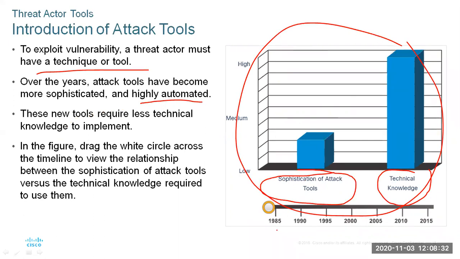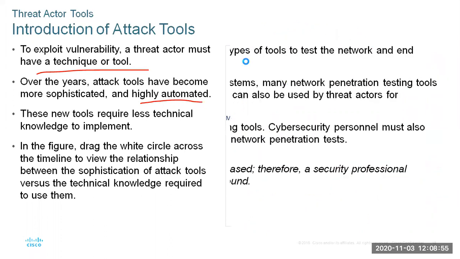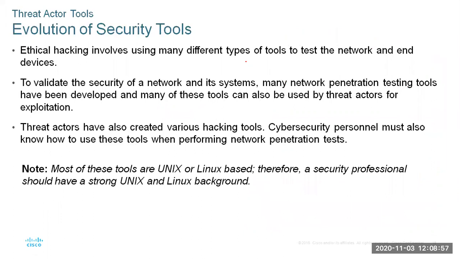In 1985 to 2000, the sophistication of the attack was not very high. But from 2005 to 2015, it was very, very high. Ethical hacking involves using many different types of tools to test the network and end devices.